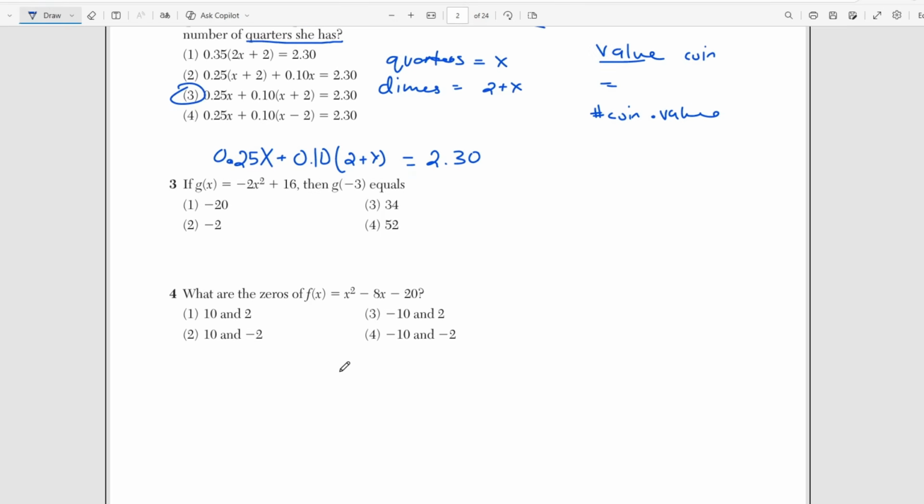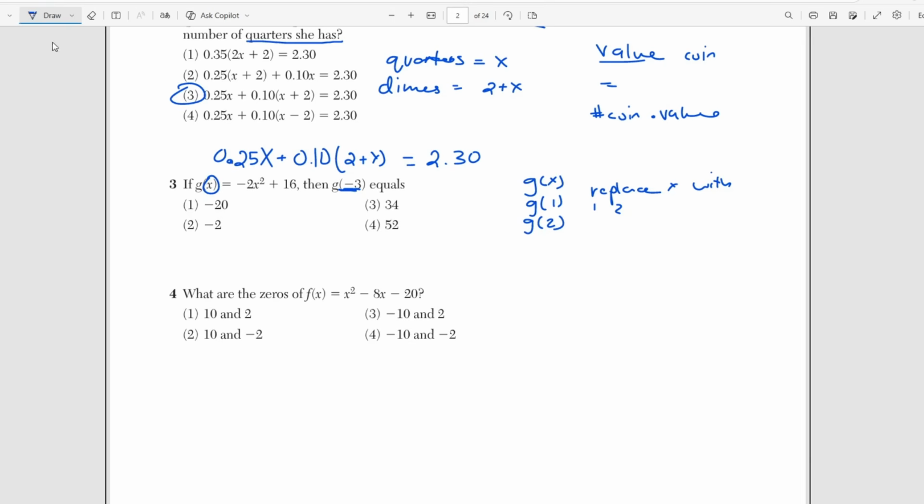Number 3 says, if g of x is equal to negative 2x squared plus 16, then g of negative 3 equals what? Well, remember, whenever you have g of x and you're trying to solve for something like g of 1 or g of 2, all you have to do is replace x with the number inside the parentheses. So in this case, 1, 2, or in this problem, negative 3, okay? This works if you have f of x or h of x, any letter of x. Whenever you're trying to solve for a number, like h of 1, h of 2, h of negative 3, replace the x with negative 3.